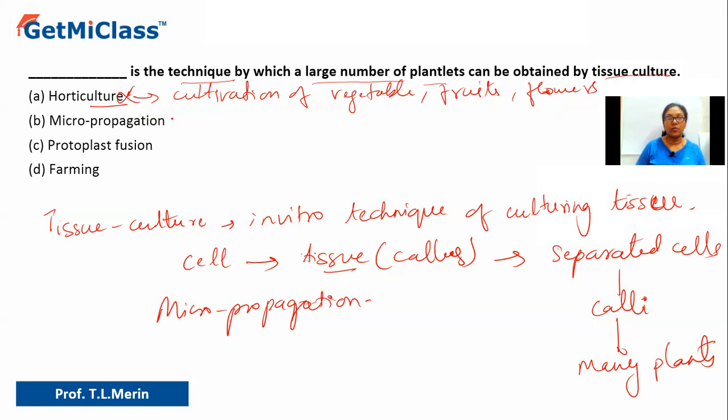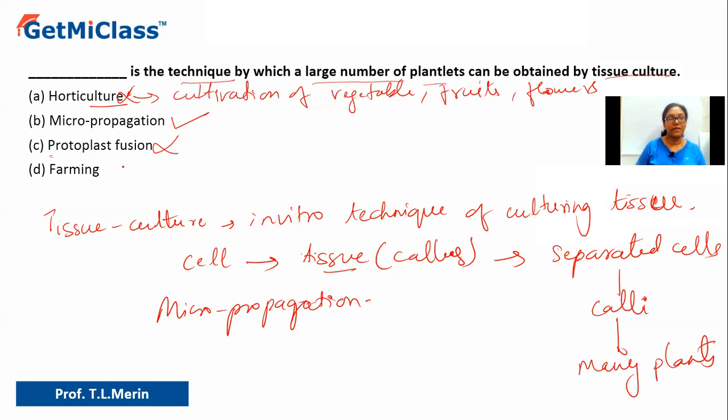Option B says micro-propagation. Yes, that is what we have discussed. Micro-propagation is a process by which many plantlets can be produced by the tissue culture method. So that is the correct answer. Protoplast fusion. Protoplast fusion is not a culture technique. It is a fusion technique where the protoplasts of two different plants are fused to get a hybrid variety. That is a hybrid cell, you can say a somatic hybrid. Further, that can be cultured to give rise to many plantlets. But protoplast fusion itself means the technique of fusion of the protoplasts. Hence, it is ruled out.